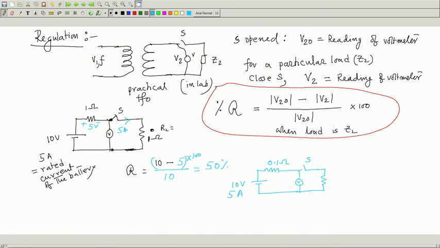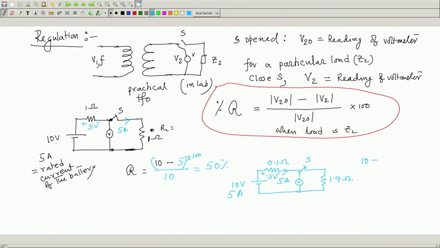With S open, same 10 volt, with S closed, and here how much resistance should I connect, so that it will be 1.9 ohm. If you connect, you close it. So, once again you are supplying 5 ampere to the load, but the voltage drop here will now be 0.5 volt.